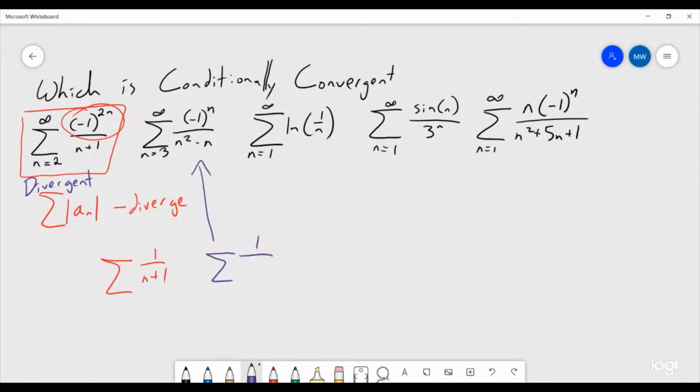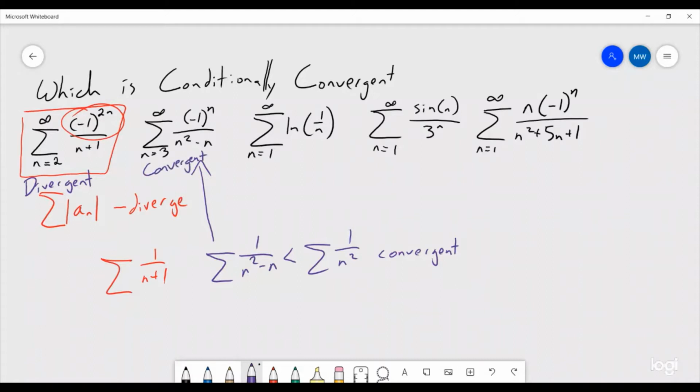The second one is going to converge either direction, because if we look at the sum of 1 over n squared minus n, this is going to be less than the sum of just 1 over n squared, and this is convergent. So that tells us that this series is also going to converge. So this one is just plain old convergent.